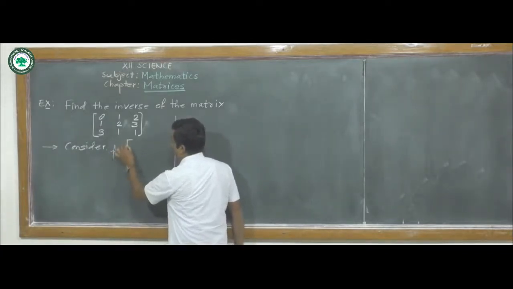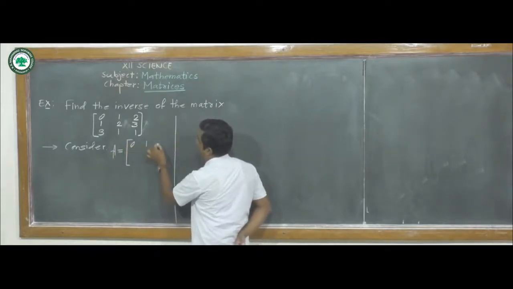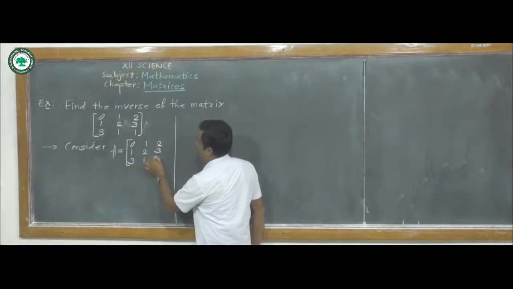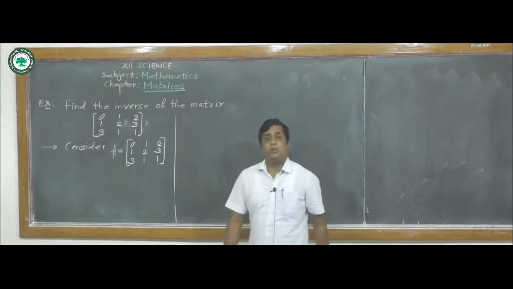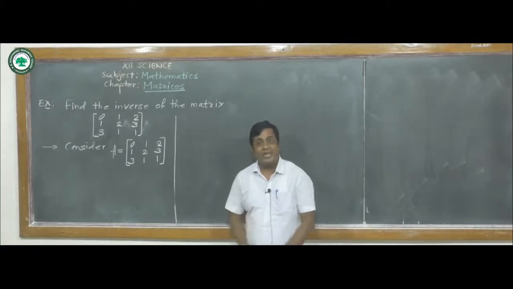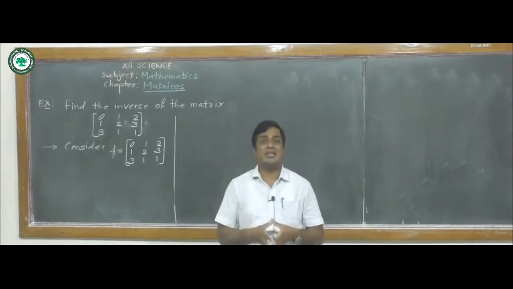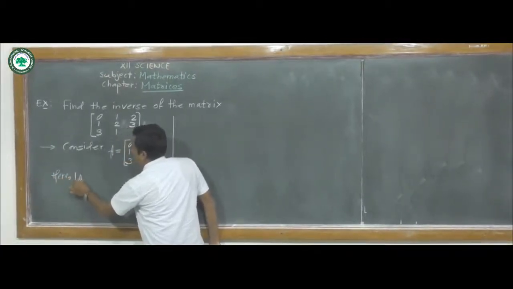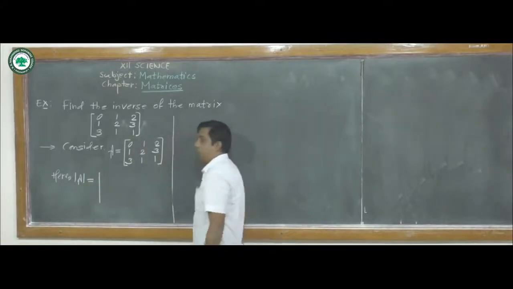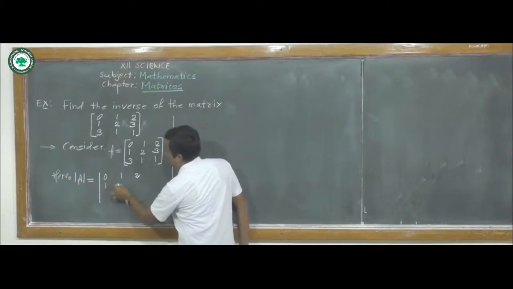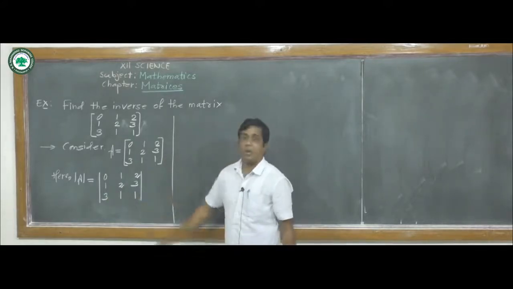So A is equal to the matrix with 0 1 2, then 1 2 3, and in the last row 3 1 1. Firstly we check whether the inverse of the given matrix exists or not, and to check this we consider the determinant of the given matrix A. So determinant of A is equal to, inside the two vertical bars, the elements 0 1 2, 1 2 3, then 3 1 1. We have to find this determinant.